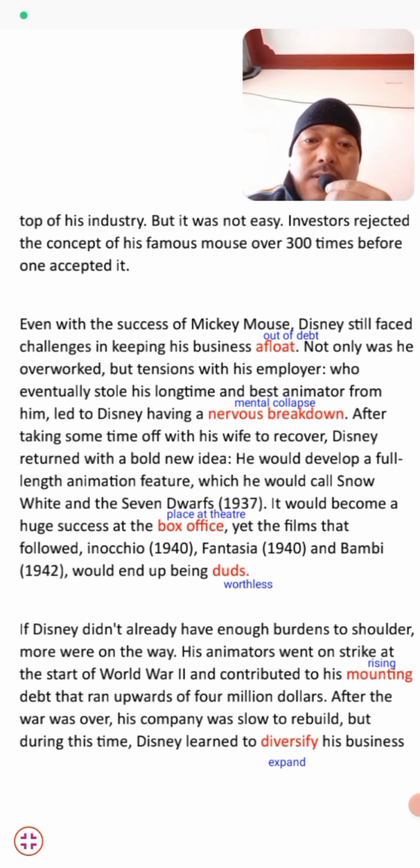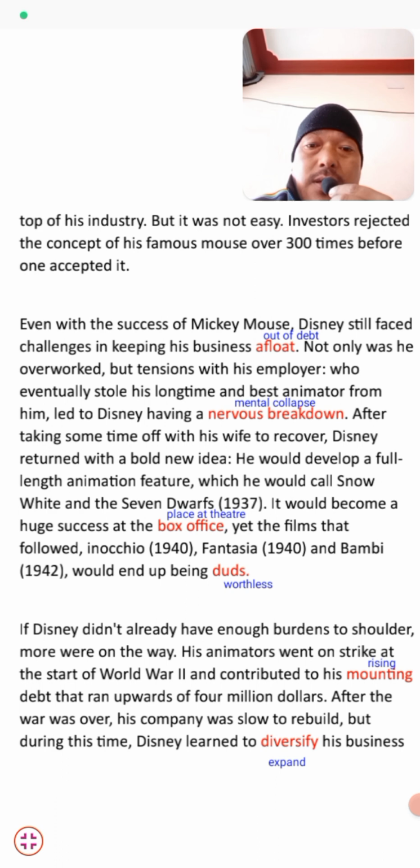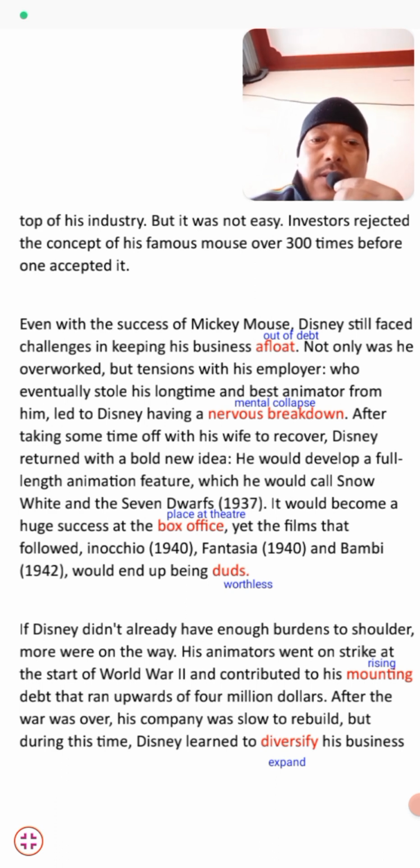If Disney didn't already have enough burden to shoulder, more was on the way. His animators went on strike at the start of World War II, contributing to his mounting debt, which reached upwards of $4 million.